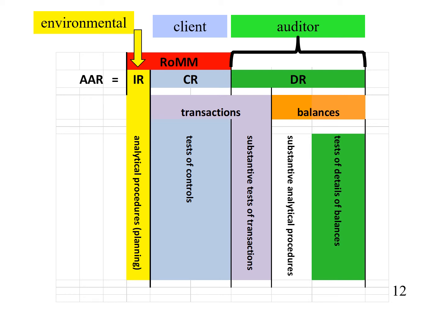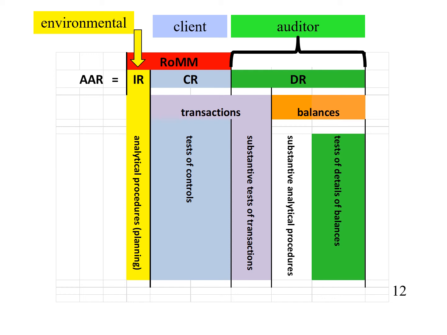We got audit risk equal inherent risk times control risk times detection risk. It points out the yellow, the environmental. Nobody has any control over it. The blue is client has control over it. So control risk, the client controls. And we can't reduce control risk, but we assess it. We perform tests of controls to make sure our assessment of control risk is reasonably accurate. Now, when we combine inherent risk and control risk, we've got risk of material misstatement, ROM.